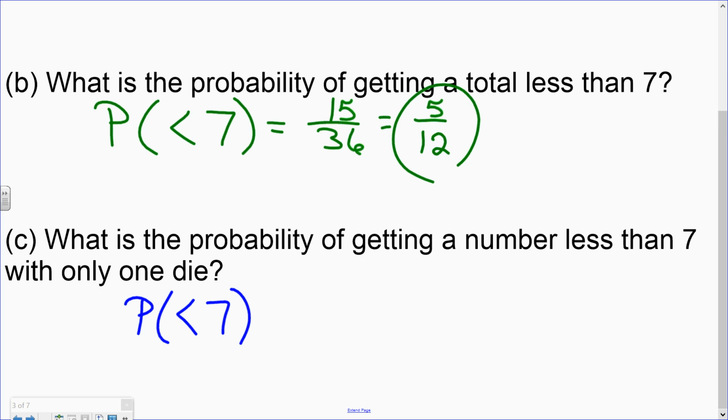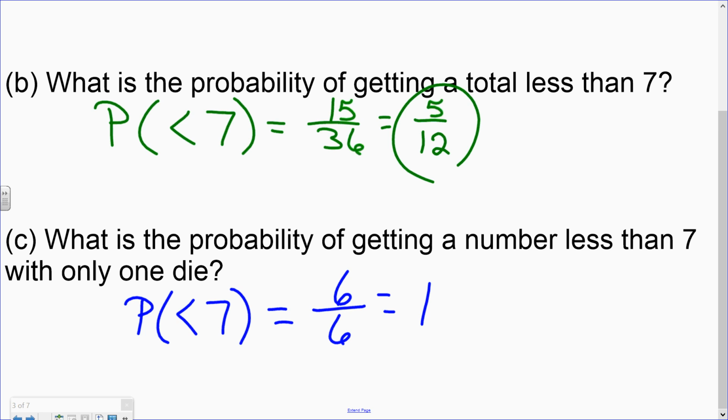Can you use that table on this one? That table is only for 2 dice and the sum. When you're doing just one die, you don't use the table. How many sides are there on a die? Yeah, the numbers 1 through 6, and how many of those numbers are less than 7? So all 6 of them.